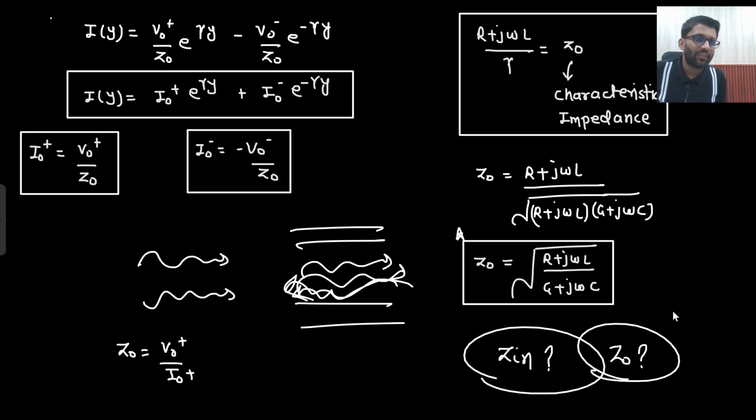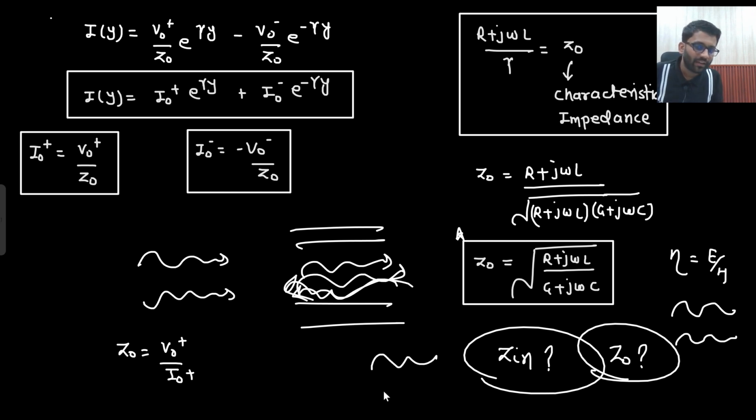In EM waves, there was intrinsic impedance. What was the value of intrinsic impedance? Eta, E by H. So you were taking forward E divided by forward H. Here what you are taking? Forward V divided by forward I. Here also you are not taking any reflection into action. So whenever you are defining characteristic impedance or intrinsic impedance, you are only taking the forward wave into action, or you can take the backward wave as well. But when you are taking the backward wave into action, at that time you only need to consider the backward wave only. Is that clear to you?